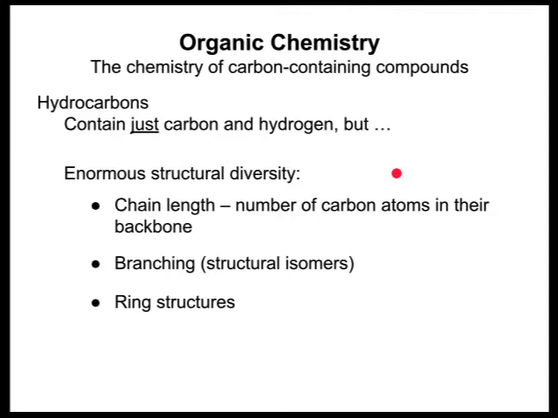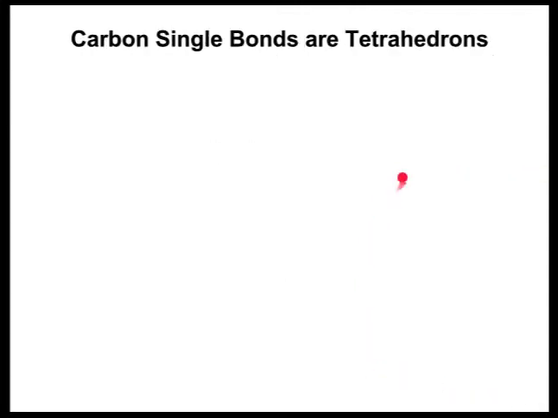And while we're going to start off talking about single bonds, carbon can also form double bonds, which once again will increase structural diversity. Carbon also forms triple bonds, but we're not really going to deal with triple bonds here today. We'll start off talking about the simplest compounds, and the simplest compounds have carbon single bonds. And when carbon forms a single bond, it takes on a tetrahedral geometry.